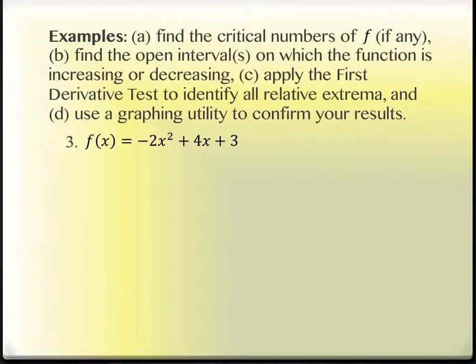Okay, let's take a look at the next set of questions. These directions are changed a little bit. They want us to find the critical numbers, but we've been doing that anyway, right? The critical numbers are where the derivative is equal to 0. Part B says to find the open intervals in which the function is increasing or decreasing. We've been doing that. That was the last set that we did too. C is the part that's different, to apply the first derivative test to identify relative extrema.